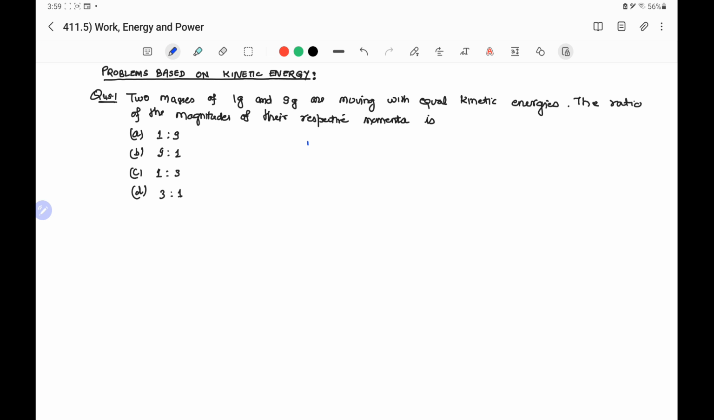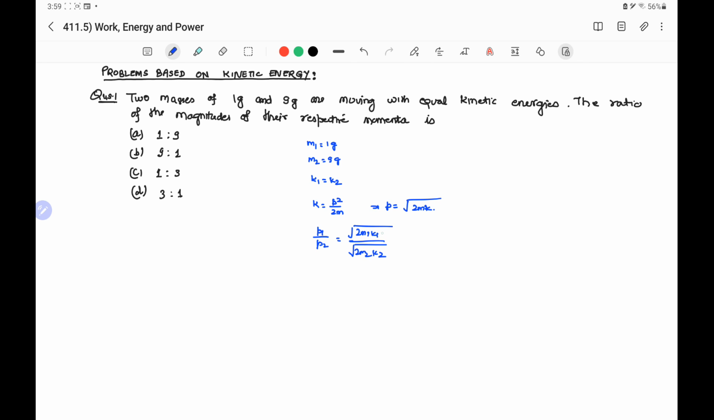We are given that mass of the objects are 1 gram and 9 gram and their kinetic energies are equal. So K1 equal to K2. And we know the relation between kinetic energy and the momentum, K equal to P square by 2m. So P will be equal to root 2mK. We have to find the ratio of magnitude of the momentum. So P1 by P2 will be equal to square root of 2m1K1 divided by root 2m2K2.